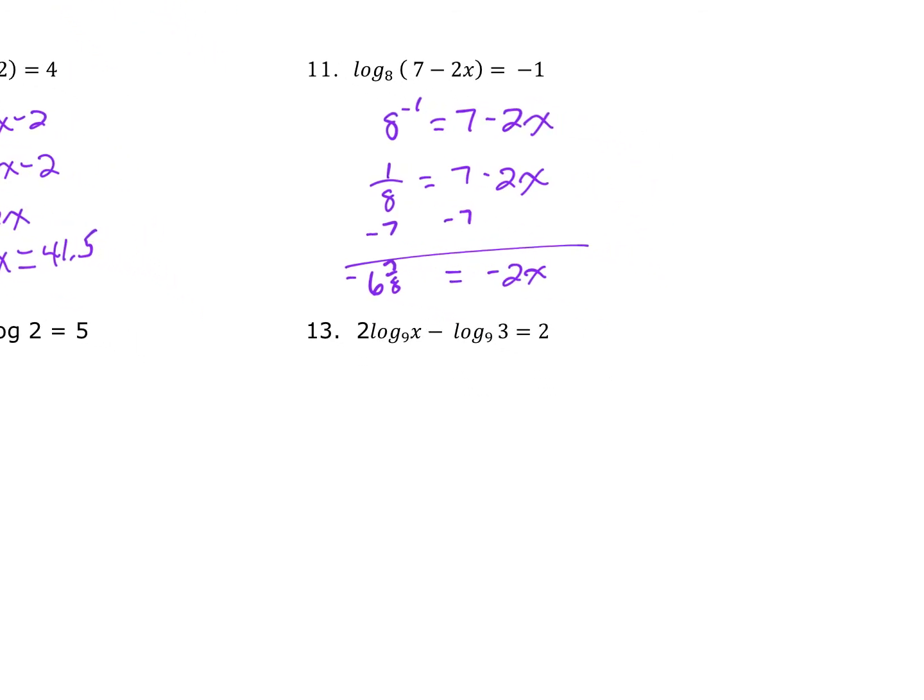And then we can rewrite this as negative 2x is equal to 8 times 6 is 48 plus 7 is 55. So this is negative 55 over 8. Now we're going to multiply by a negative 1/2, so we get a positive 55 over 16. Or, as a decimal, that is 3.4375.